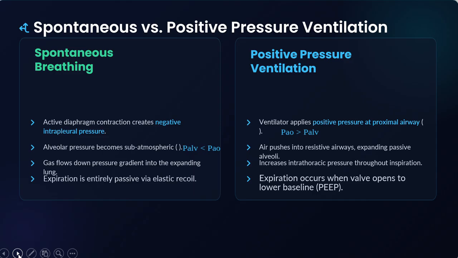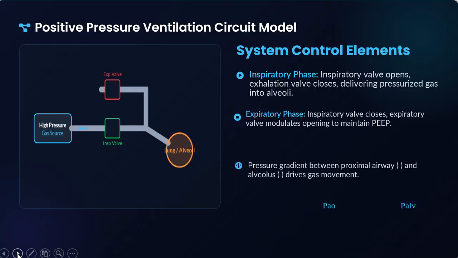In positive pressure ventilation, the ventilator applies positive pressure at the proximal airways. At this time, airway pressure is more than alveolar pressure. Air pushes into the resistive airway, expanding passive alveoli and increasing intrathoracic pressure throughout inspiration. Expiration occurs when the valve opens to the lower baseline PEEP.